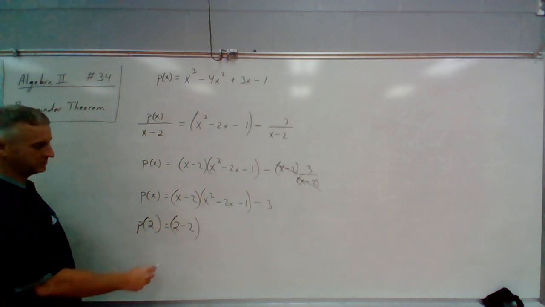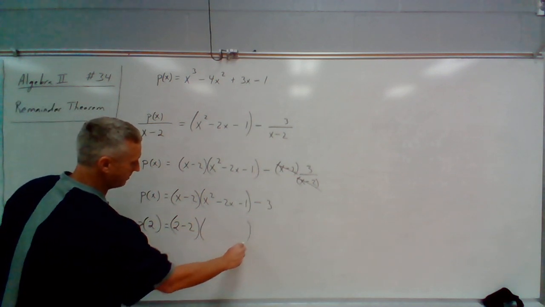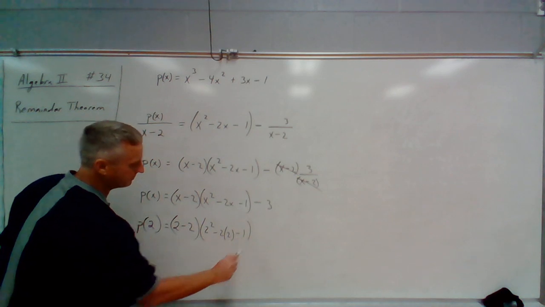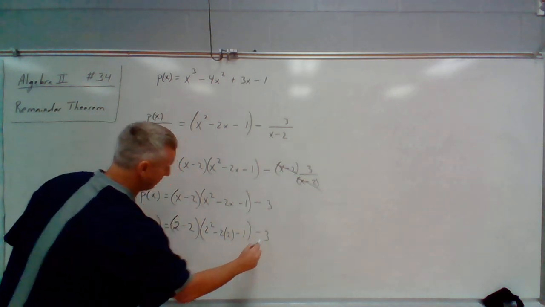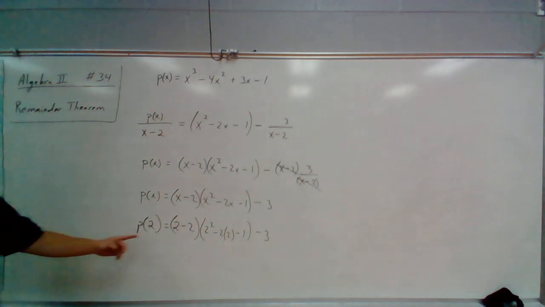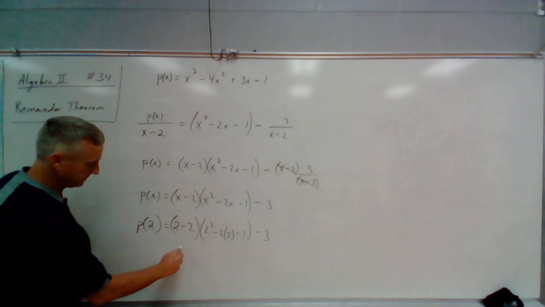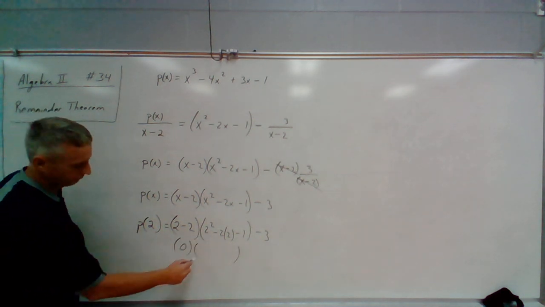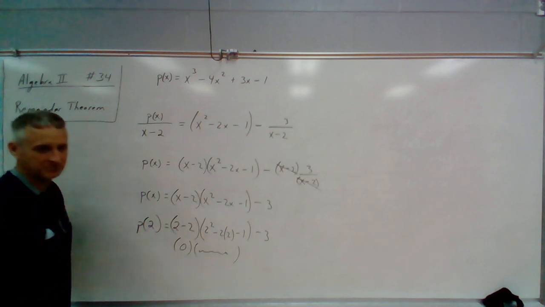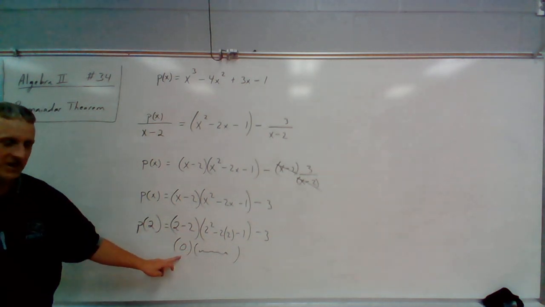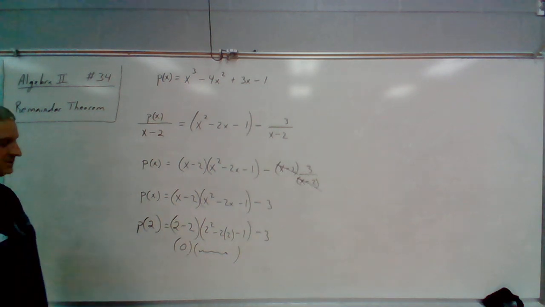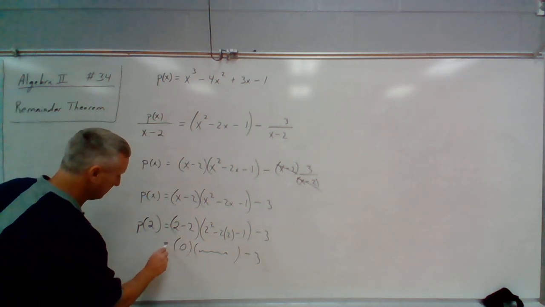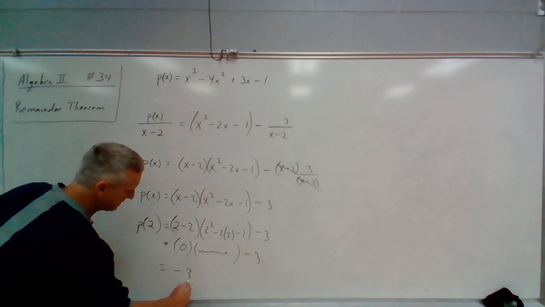And I can put a 2 in here. So I'll have 2 squared minus 2 times 2 minus 1 minus 3. 2 minus 2 is 0. And this, it doesn't even matter what it is, so I'm just going to put some mess because I'm going to multiply it by 0. Right? So this will end up being 0. It's 3. So since this is all 0, I get an answer of negative 3.